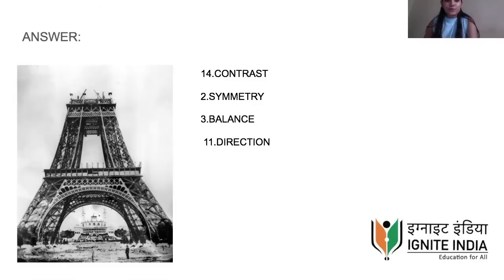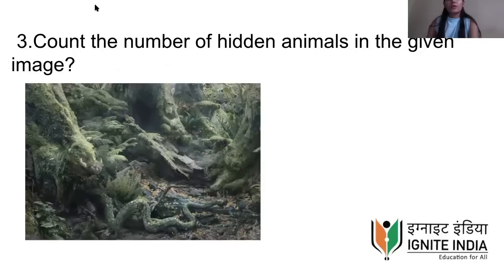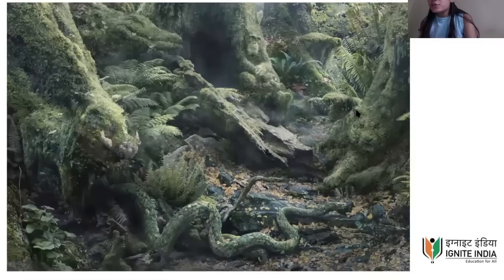Now let's move to the second part, the next question, which will be the third question. You need to count the number of hidden animals in the given image. I have zoomed in the image for you so that it's easier for you all to count the number of elements. Be focused, try to look at each corner, and it will really help you out. So your time starts now.